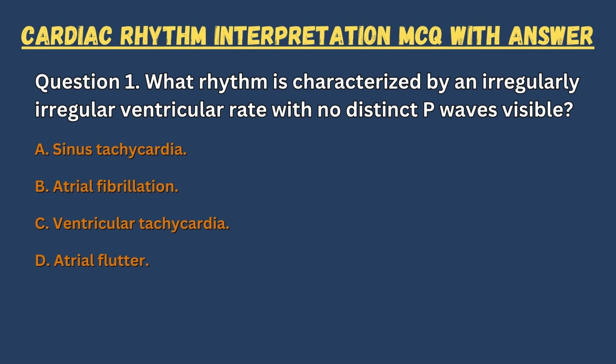Question 1. What rhythm is characterized by an irregular ventricular rate with no distinct P waves visible? A. Sinus tachycardia. B. Atrial fibrillation. C. Ventricular tachycardia. D. Atrial flutter.